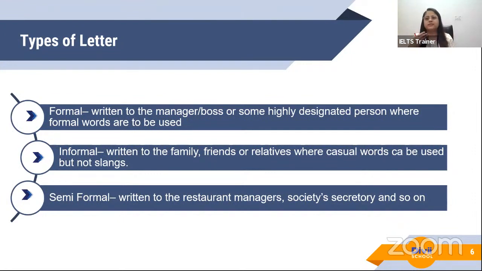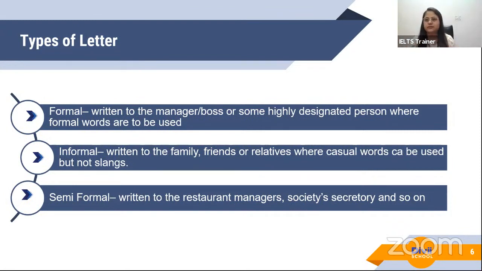Is the person asking for an invitation, or are you going to invite the person? For example, your friend wants to visit your country, and you let the person know what your country is like and what sort of things they can visit. So these letters come into the category of informal.